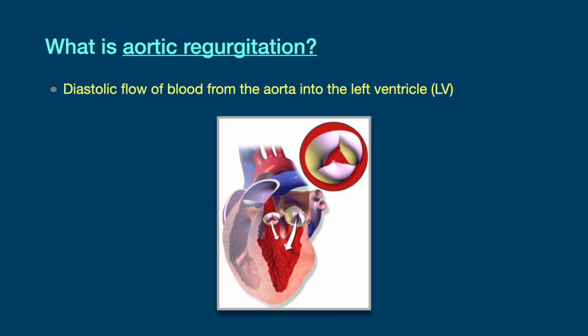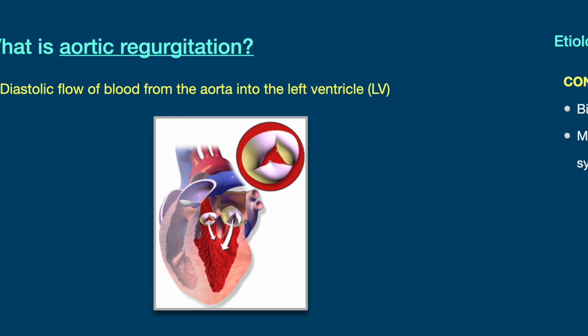So what is aortic regurgitation? Aortic regurgitation, also known as aortic valve insufficiency, describes the incomplete closure of the aortic valve with pathological reflux of blood back to the left ventricle during diastole, and this is what we call regurgitation.